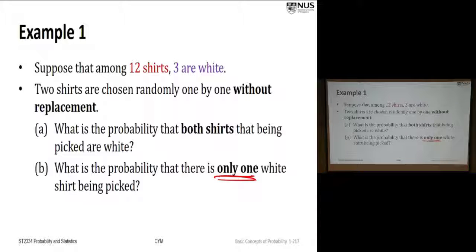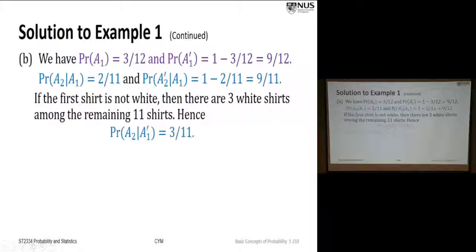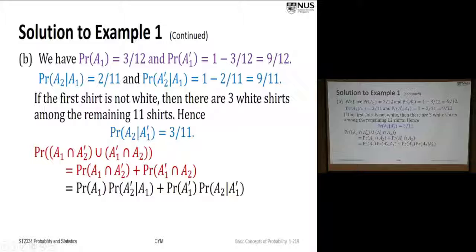So one white shirt. One only. This means that the first one is a white shirt, the second one is not a white shirt. So it's one white shirt. But you can also have the second one is a white shirt and the first one is a non-white shirt. All right? And just combine them.